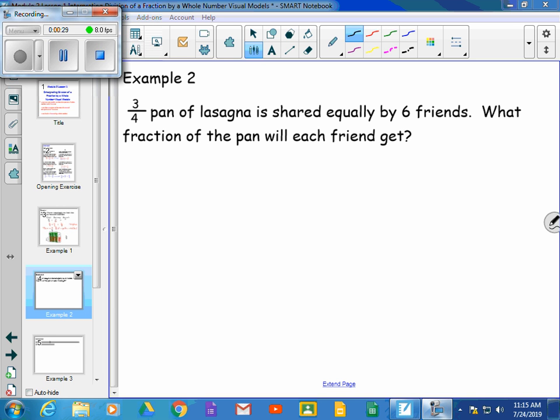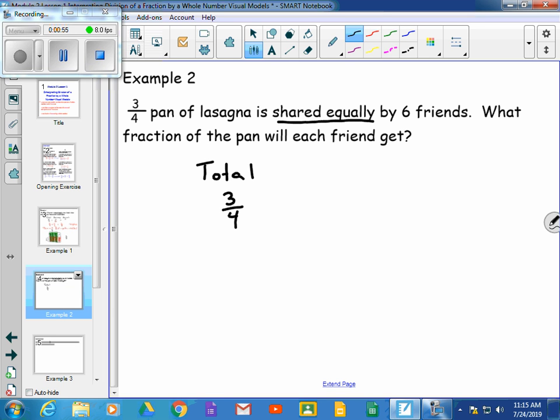Remember, the first number in a division problem, technically we call it the dividend, but it represents the total that we start out with. And in this case, we start out with 3/4 of a pan of lasagna. How do you get 3/4 of a pan of lasagna? You have a whole pan and then somebody eats 1/4 of it, you have 3/4 leftovers. So what we're focusing on is leftovers in this problem.